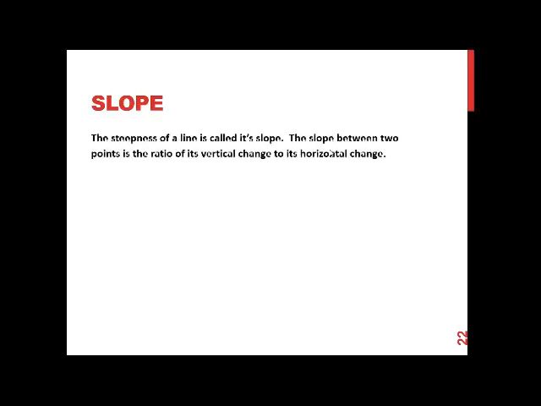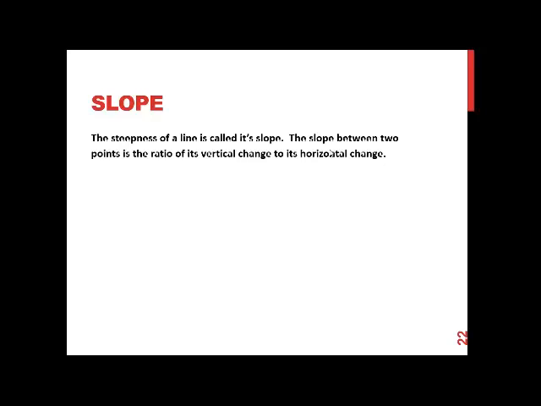Slope is what we refer to when we refer to the steepness of a line. The slope between 2 points is the ratio of its vertical change to its horizontal change.